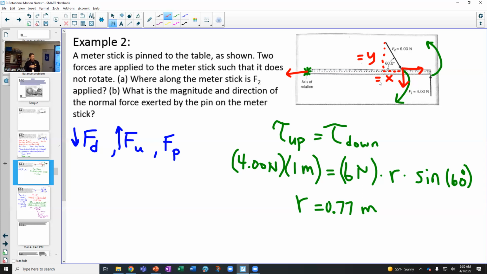So if we take 6 times the sine of 60, it's going to give us the Y component. We take 6 times the cosine of 60, it's going to give us the X component. X is 3, okay, so there's a 3 newton force to the right, so that means this is going to have to be 3 newtons to the left.